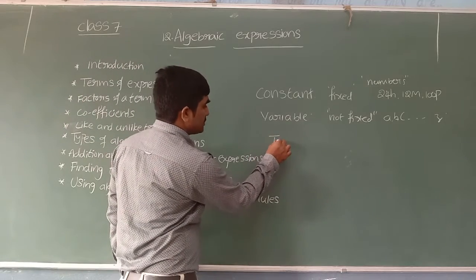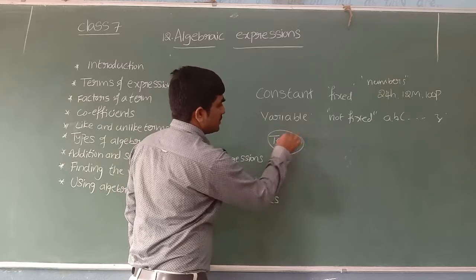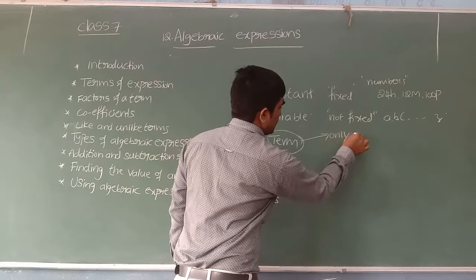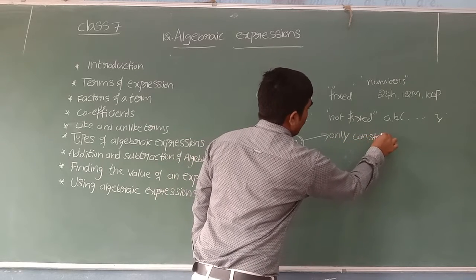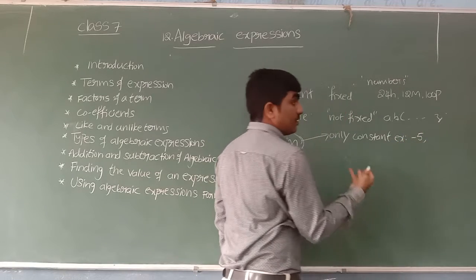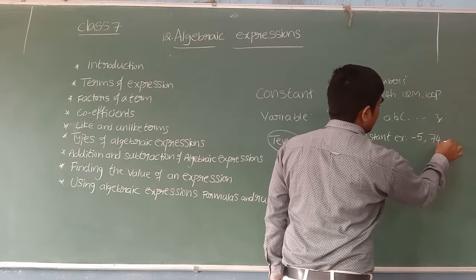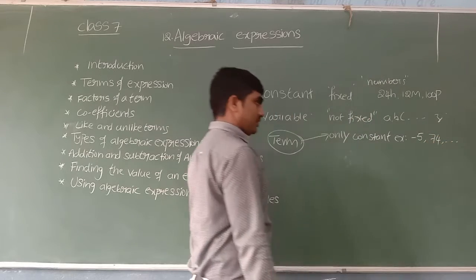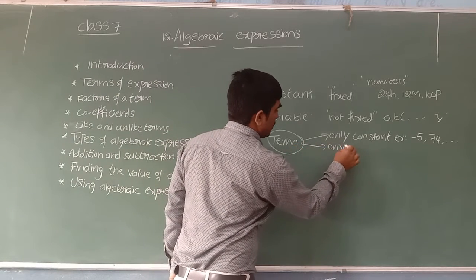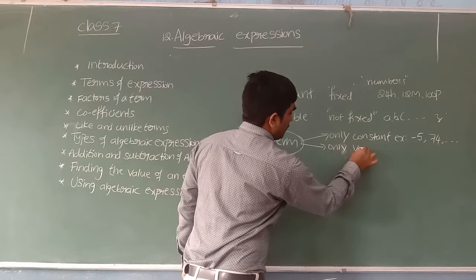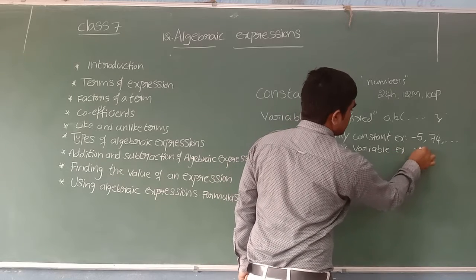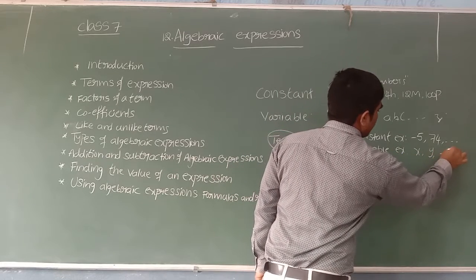Now let's see what is meant by a term. First, a term may be only a constant. Like, for example, -5 is one term, only constant. 74 is one term, only constant. Like that we have many examples. And in the second case, only a variable is also called a term. For example, take x, then take y, then take -p.